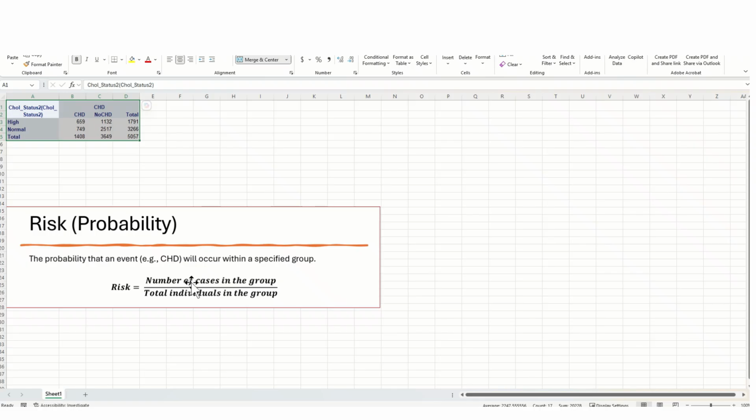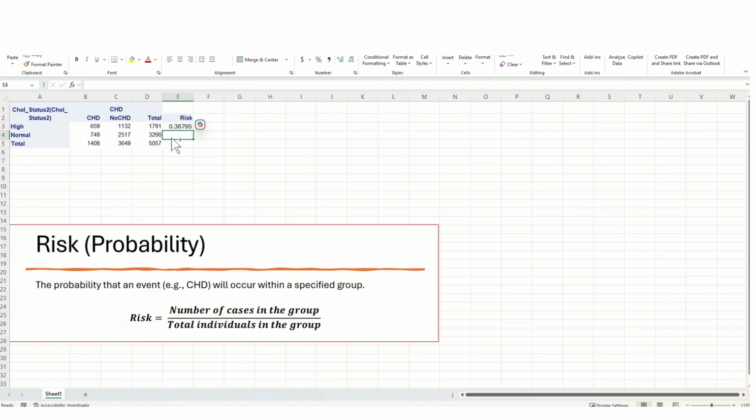Okay, so as you see here, risk is the probability that an event, for example, chronic heart disease, will occur within a specified group, and mathematically it is the number of cases in the group divided by the total individuals in the group. So now it is easy to calculate. The risk is the number of cases in the group, which is 659, divided by the total individuals in the group, so divided by 1791.